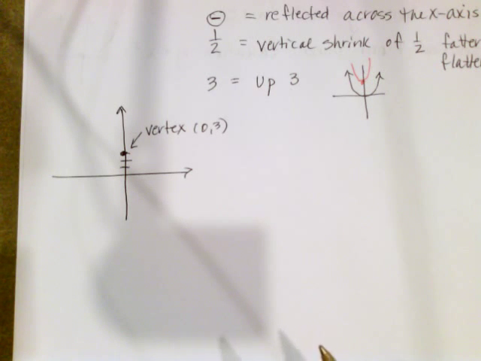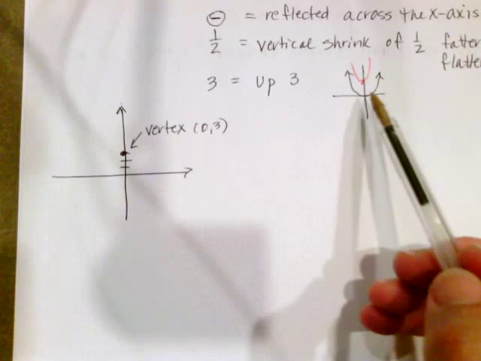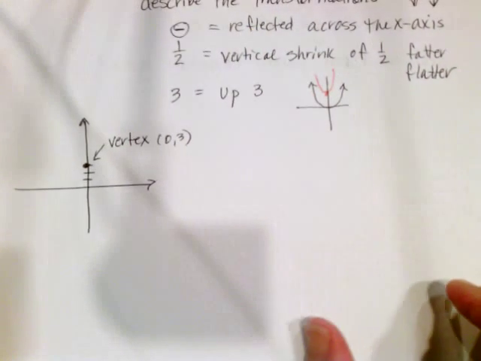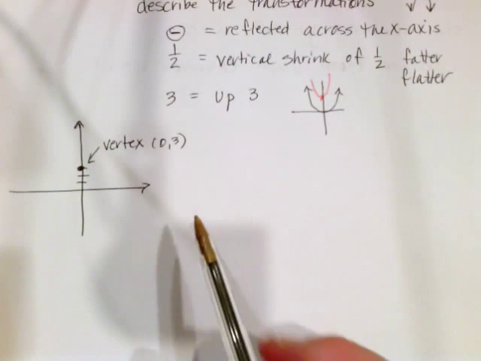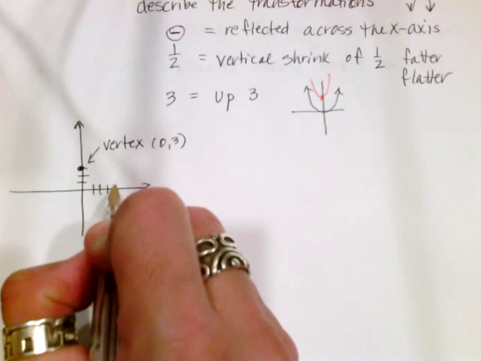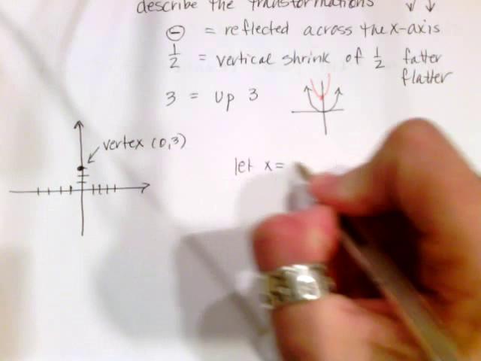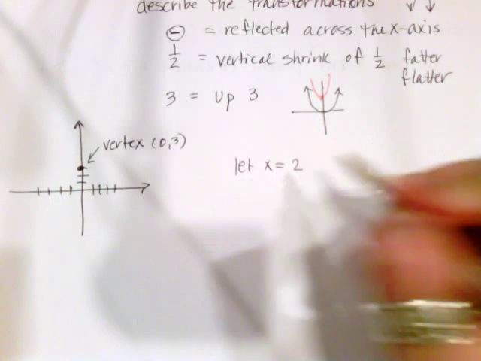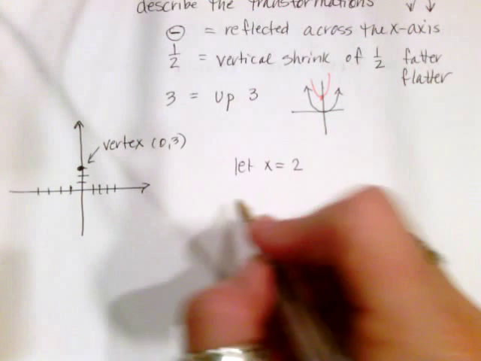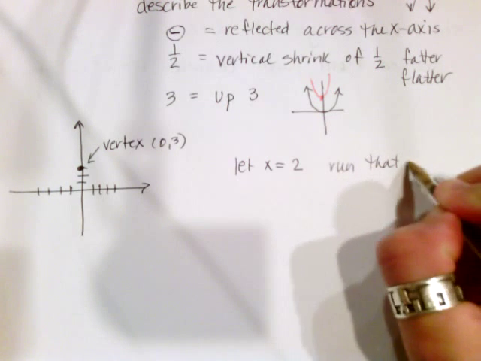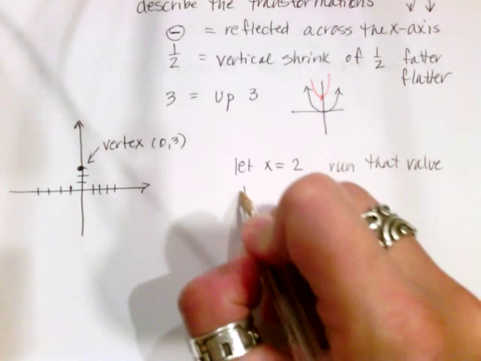Then what I'm going to do is I'm going to choose a point. I know that the graph has been turned upside down because it was reflected across the x-axis. Okay, so I am going to choose a point on my x-axis. I don't want to choose a point too far away because then the numbers get big. So I'm going to let x equal a positive 2. Okay, and if I do that, now I need to run it through the function.